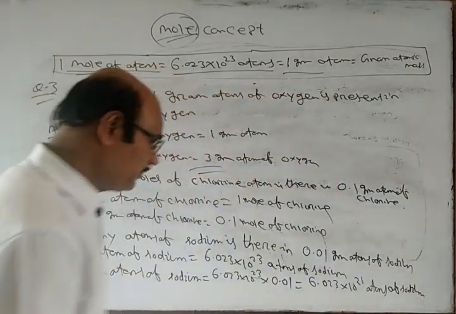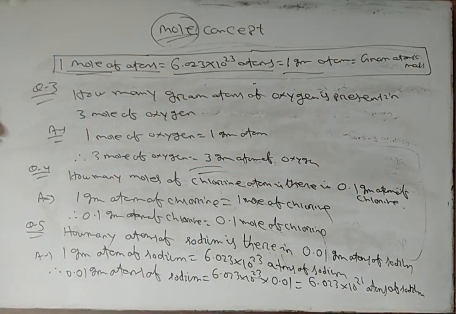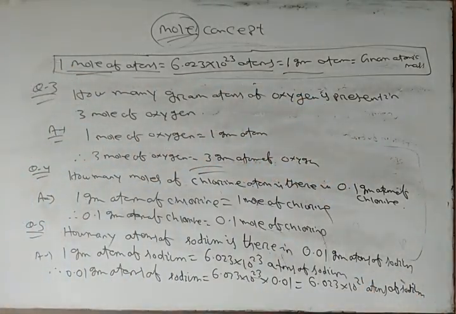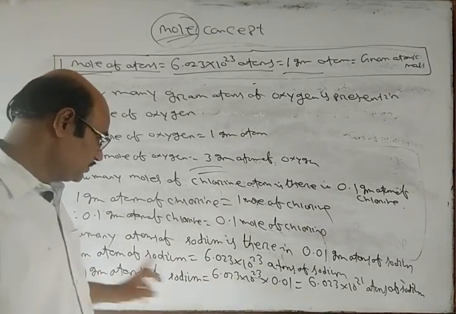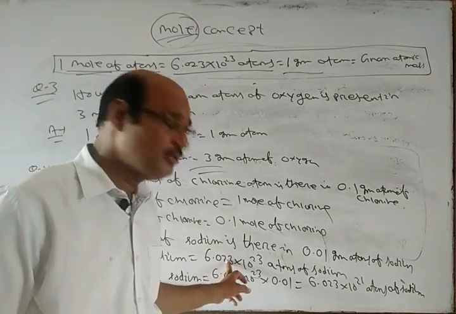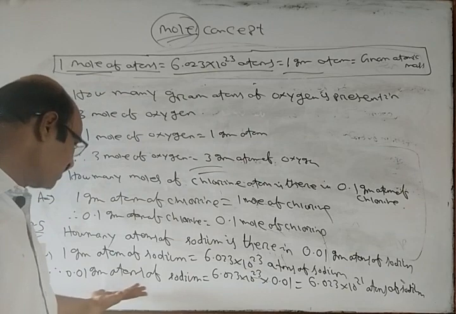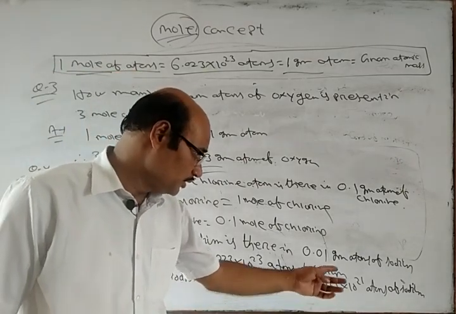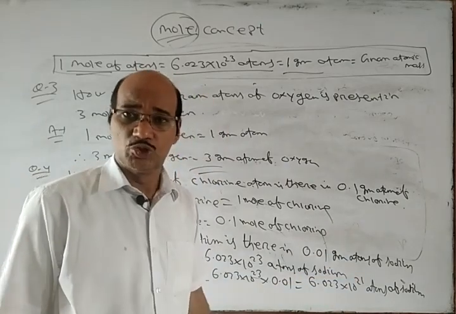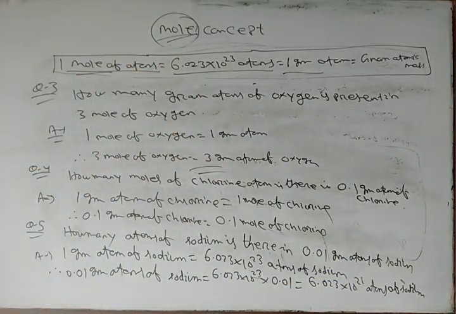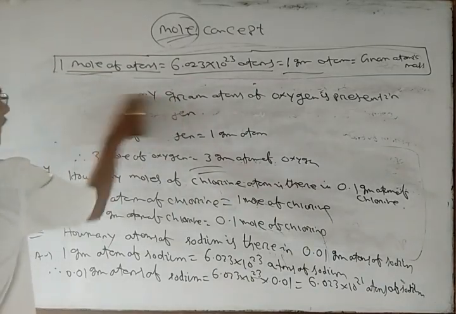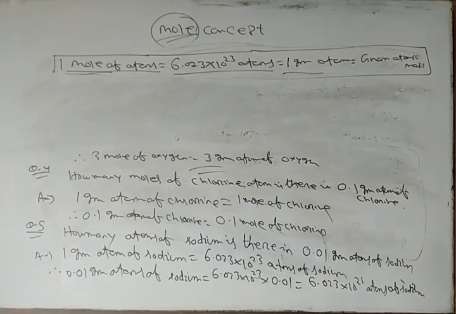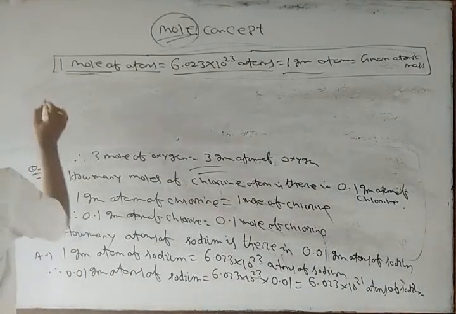So this is the relation between the number of gram atoms and the number of atoms. You see, 1 gram atom of sodium is equal to 6.02 into 10 power 23 atoms of sodium. Therefore 0.01 gram atom gives you 6.02 into 10 power 21 atoms of sodium. Okay, question number 6.